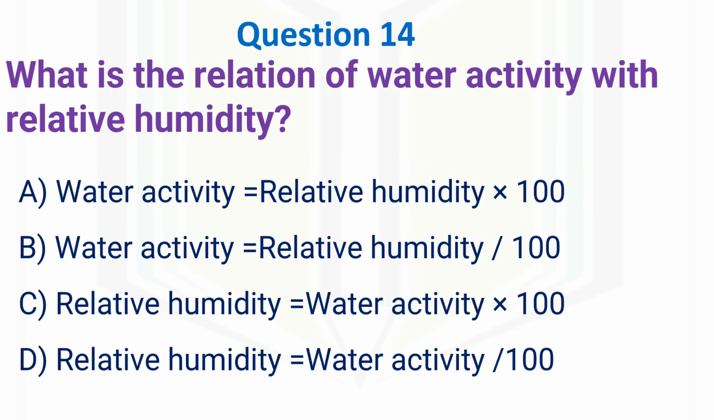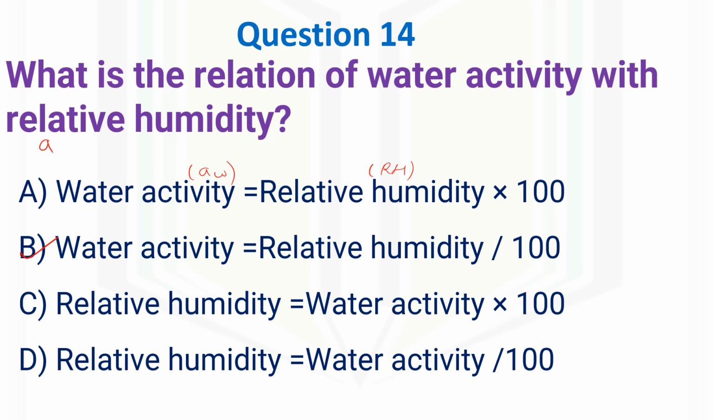Question number 14. What is the relation of water activity with relative humidity? Options are water activity is equal to relative humidity. This can also be denoted by RH, and water activity as AW. So RH into 100, water activity is RH divided by 100, or relative humidity is equal to water activity into 100 or water activity divided by 100. So correct option is option number B, water activity is equal to relative humidity by 100. So what is water activity? It is the amount or the availability of water for chemical and biological reactions which is present in the food.